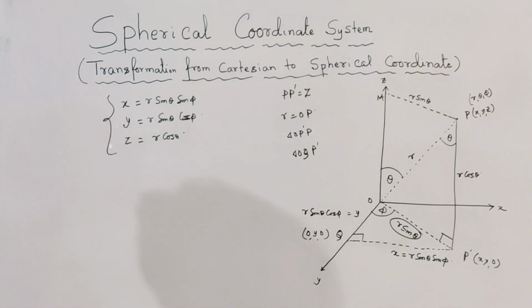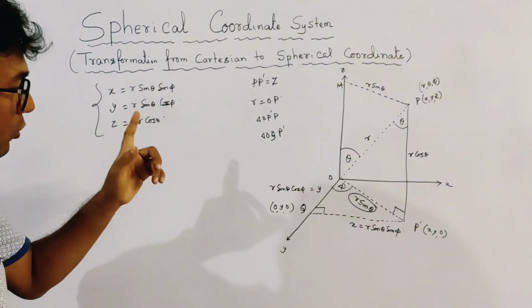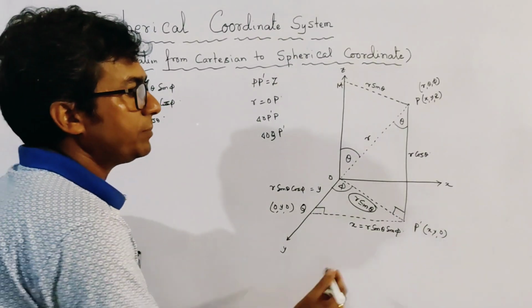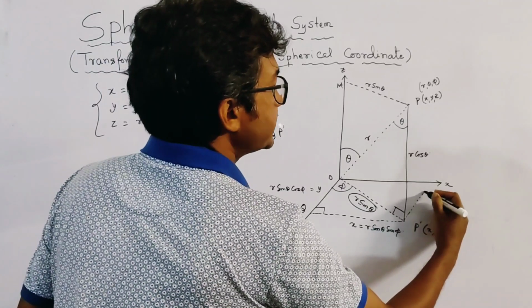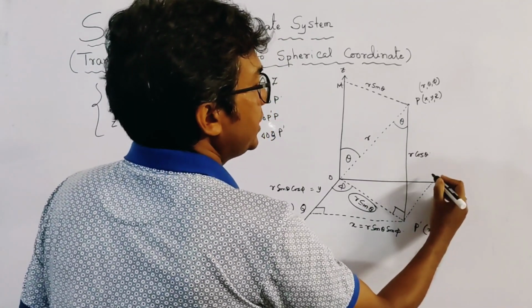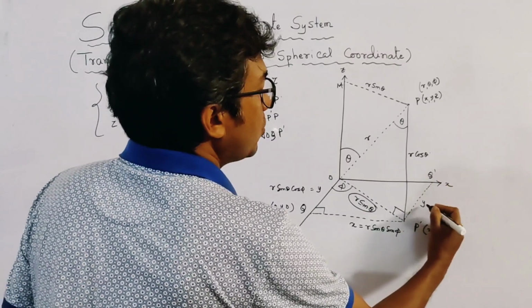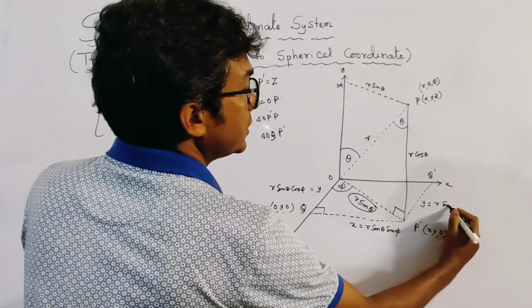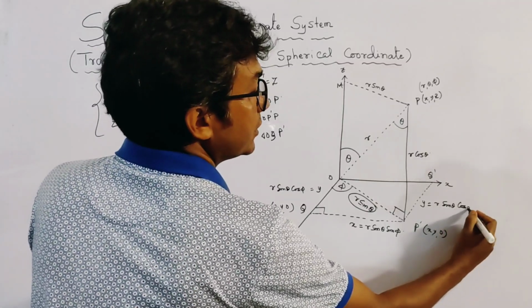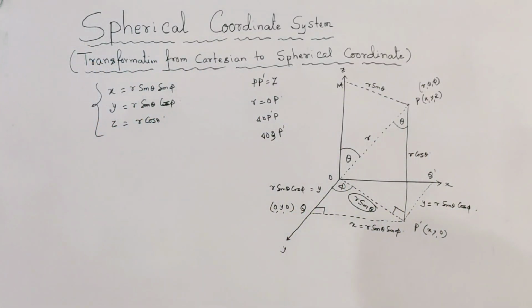And these are the transformation from Cartesian coordinate system to spherical coordinate system. We can also draw a perpendicular from P dash to the x-axis. Let it be Q dash. Then P dash Q is also y, and this is also r sin theta cos phi.